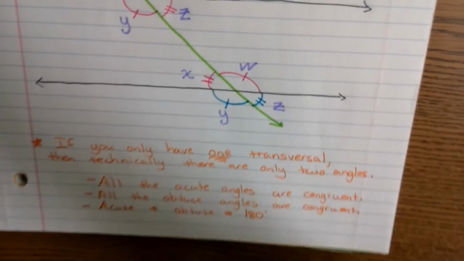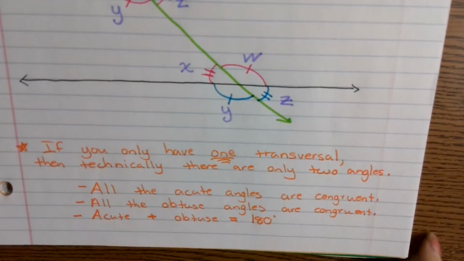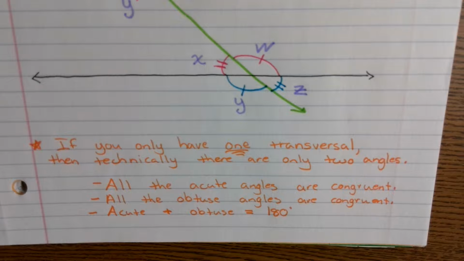And again, this only works if you've got one transversal. If there happens to be more than one transversal, which we will show you too, then this is no longer true. You won't have one type of obtuse and one type of acute. You're going to have a whole lot of different angle measurements. It's kind of like a puzzle. So of course we're going to start off real simple with just something easy like what they did in the video.